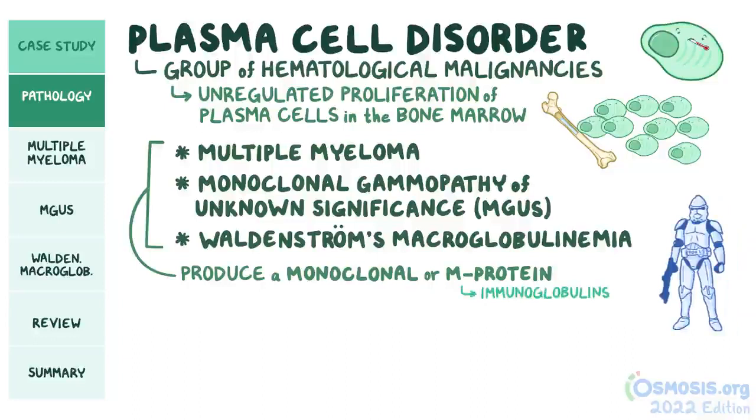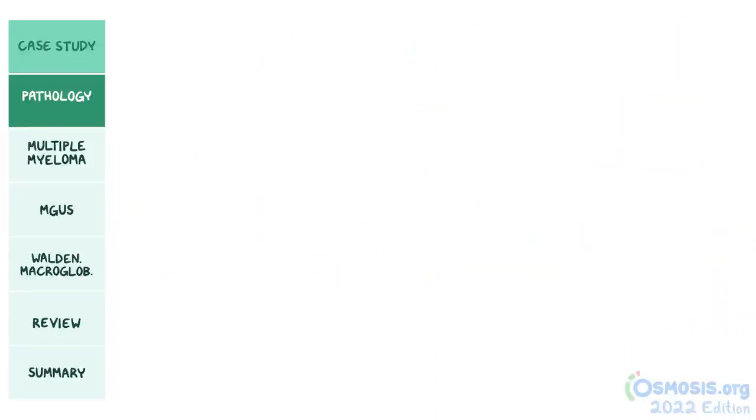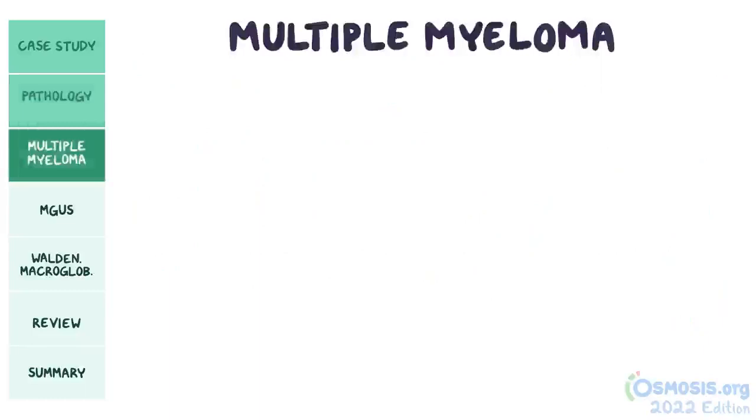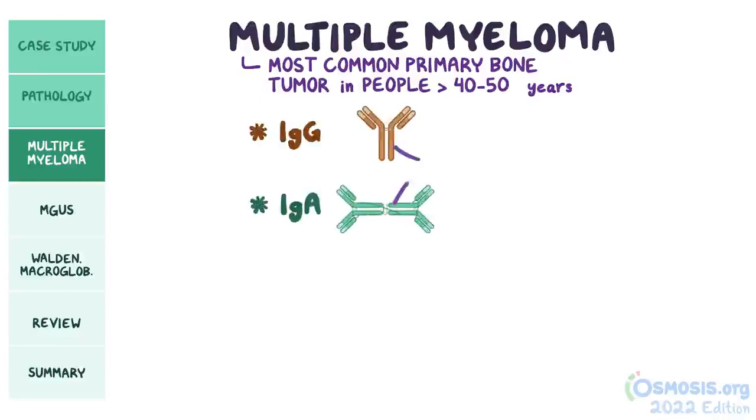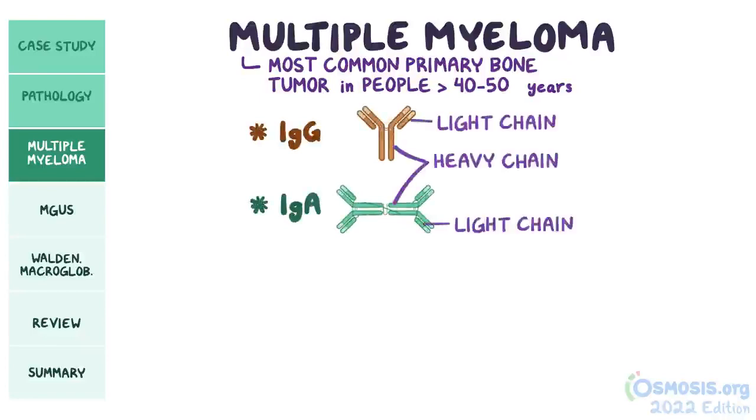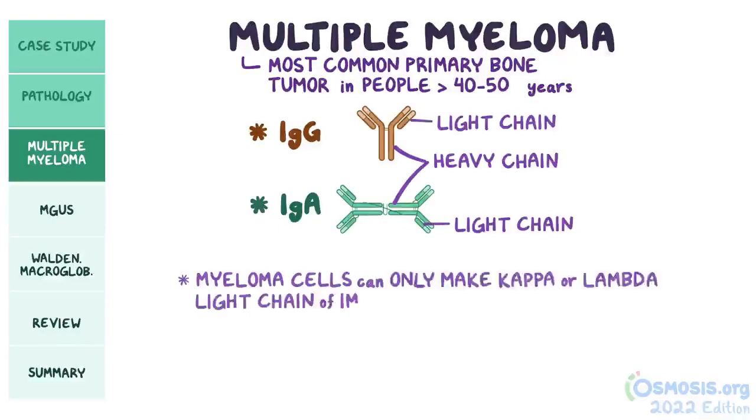Alright, now let's take a closer look at these different plasma cell disorders, starting with multiple myeloma, which is the most common primary bone tumor in people between 40 and 50 years of age. In multiple myeloma, the most common M protein produced is IgG, followed by IgA, and these immunoglobulins have both a heavy and a light chain. More rarely, the myeloma cells can only make the kappa and lambda light chain of the immunoglobulin, and in that situation, the resulting protein is called a Bence-Jones protein.